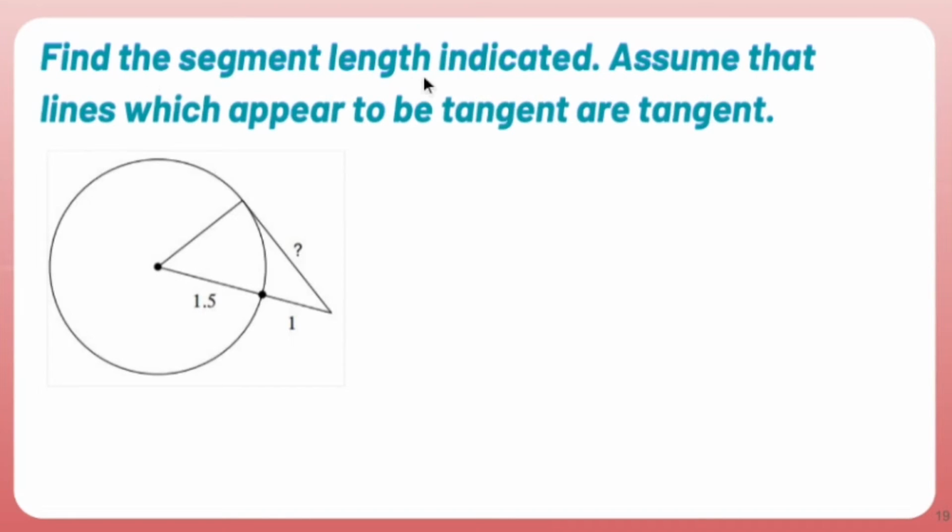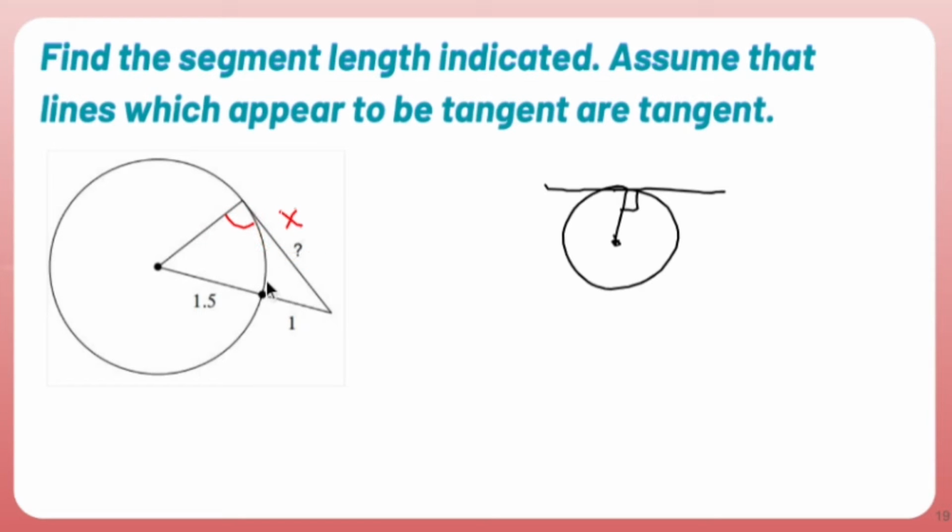Find the segment length indicated. Assume that the lines which appear to be tangent are tangent. And if you're wondering, what's a tangent line? A tangent line is a line that hits a circle and is perpendicular to a radius. It would really be nice if I knew how to draw much better. So what this means is if this is a tangent line, then this has to be perpendicular, which means it has to be 90 degrees. Now I have to find this segment right here.